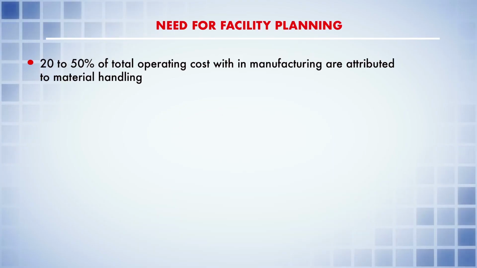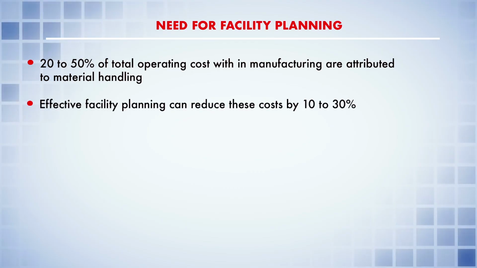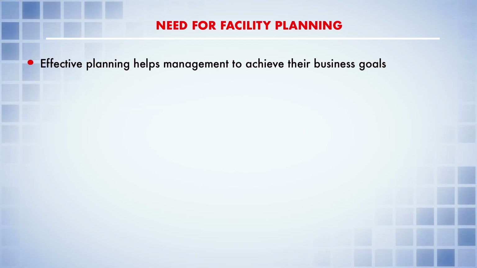Now, why do we need facility planning? You see that 20 to 50% of total operating cost within manufacturing is attributed to material handling. If we give appropriate or effective facility planning, we can save the overall cost by 10 to 30%. If we make effective planning, it will help management to achieve their business goal.